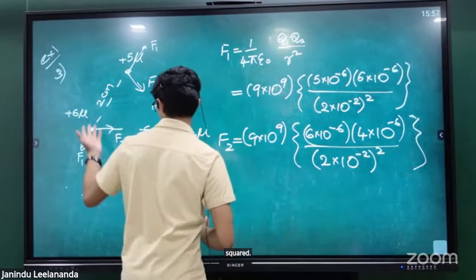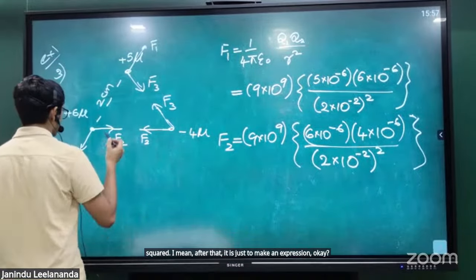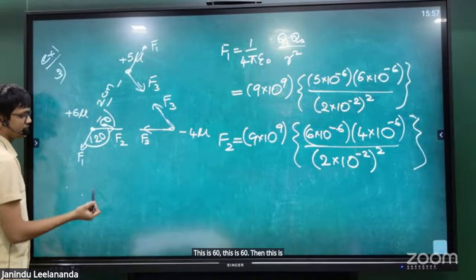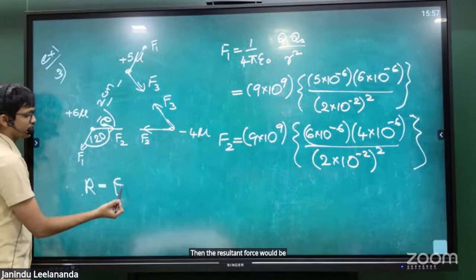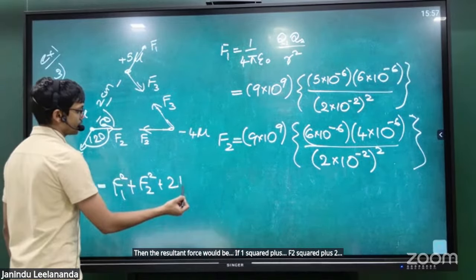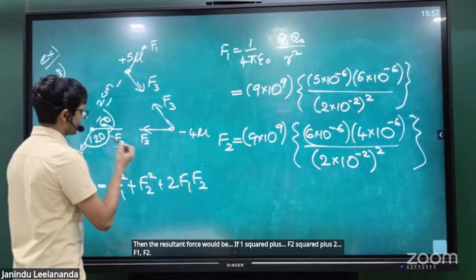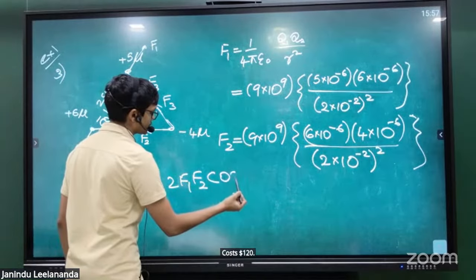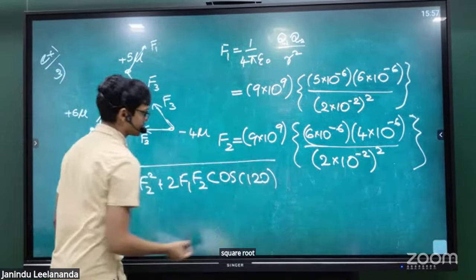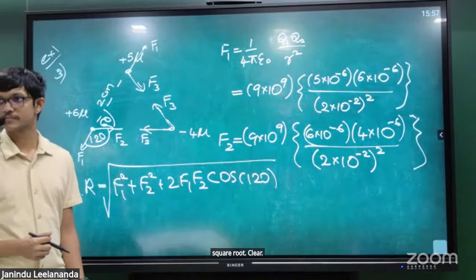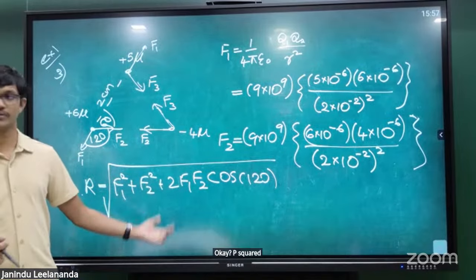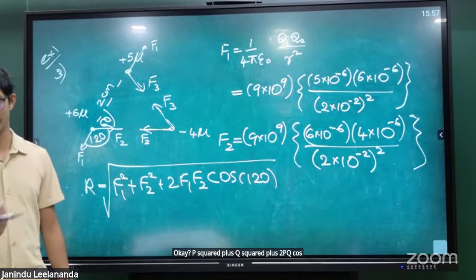After that it is just a mechanics question. This is 60, this is 60, then this is 120, then the resultant force would be the square root of F1 squared plus F2 squared plus 2 F1 F2 cos 120. Clear? Like that you can directly find the answer, right? P squared plus q squared plus 2pq cos theta. After that it is just a mechanics question.